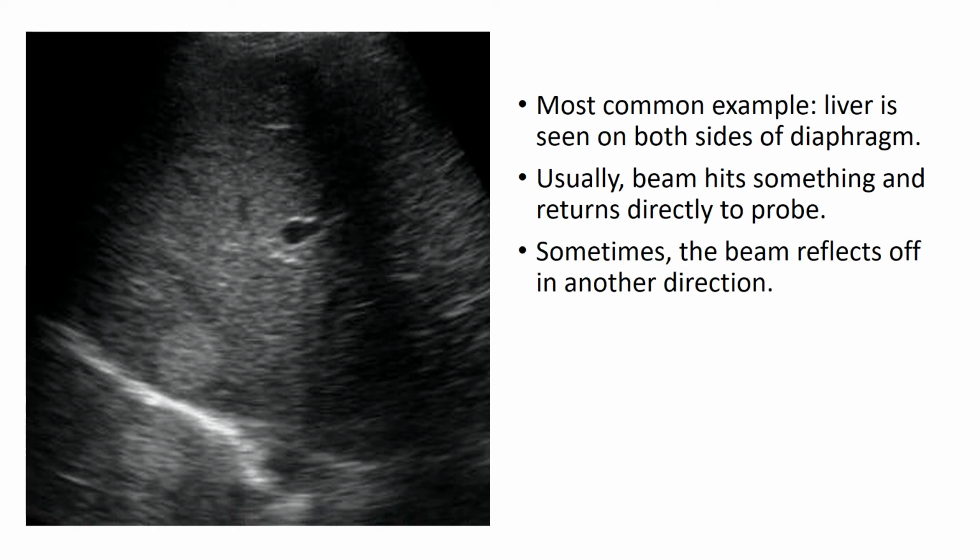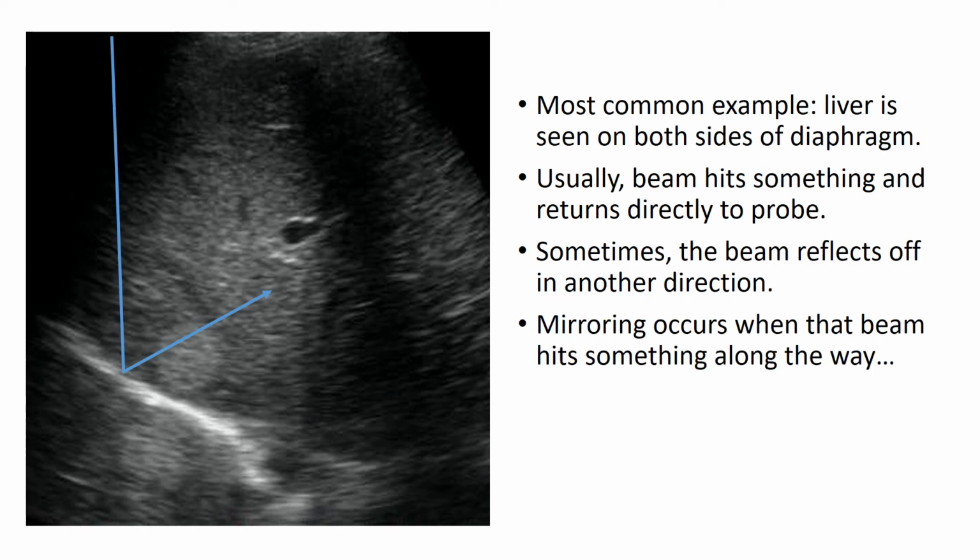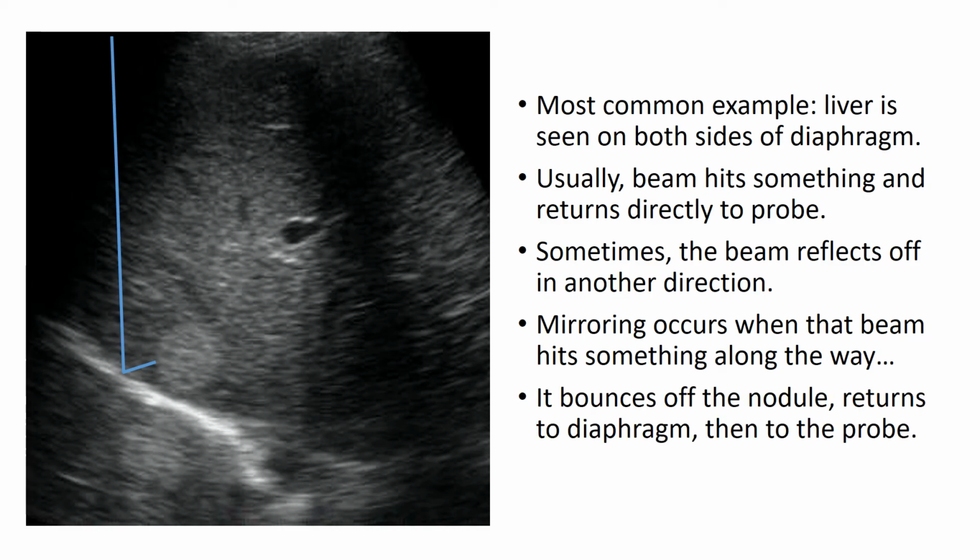But sometimes the beam will come down and it'll reflect off in a completely different direction that the machine wasn't expecting. And usually those signals are just lost. We just don't know what happens to those, and it doesn't really register with the machine. But mirroring will happen when that beam hits something along the way. So if it bounces off the diaphragm and it hits this liver nodule, sometimes it'll bounce back off the nodule, back to the diaphragm, and then return all the way back up to the probe. So it'll do something like that.